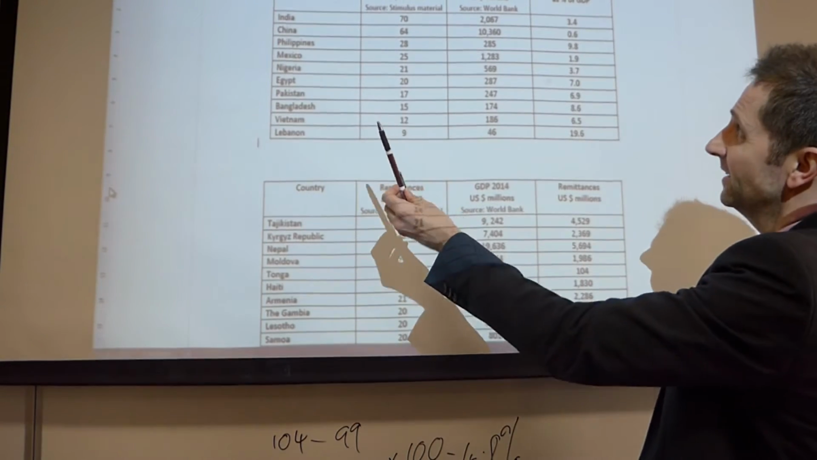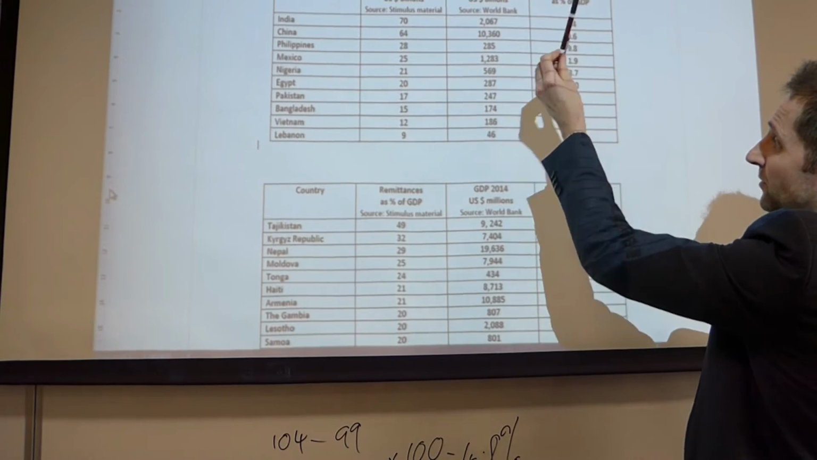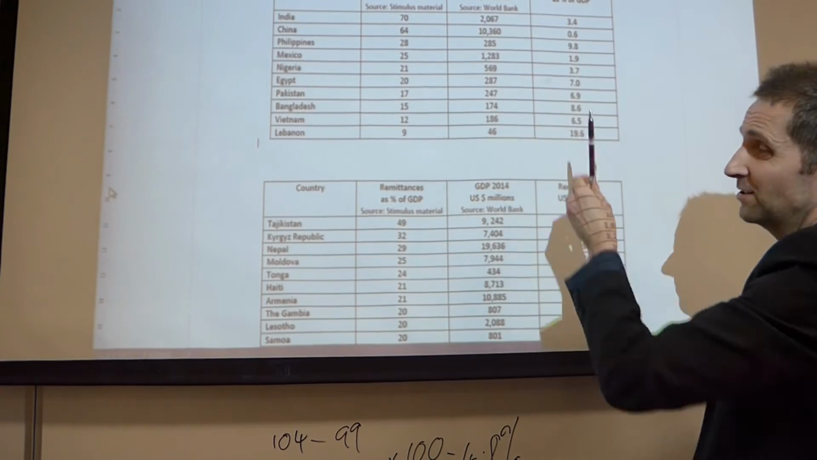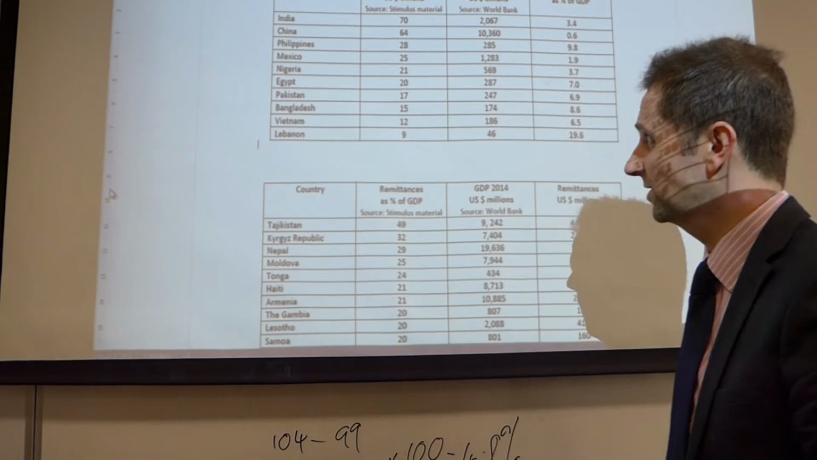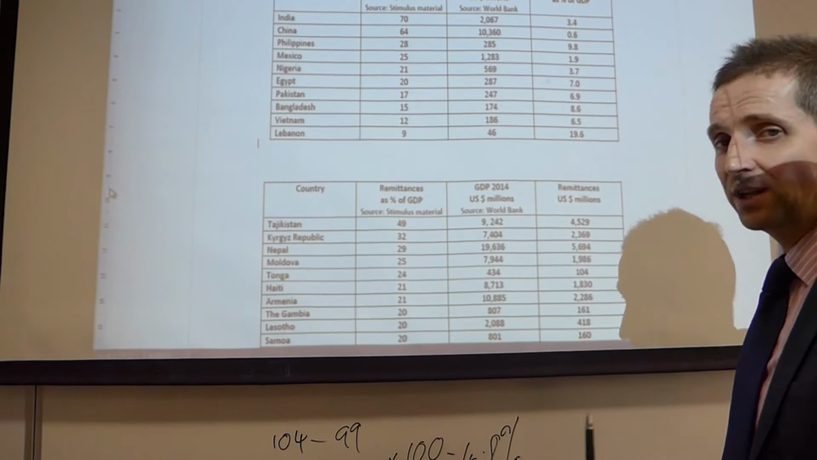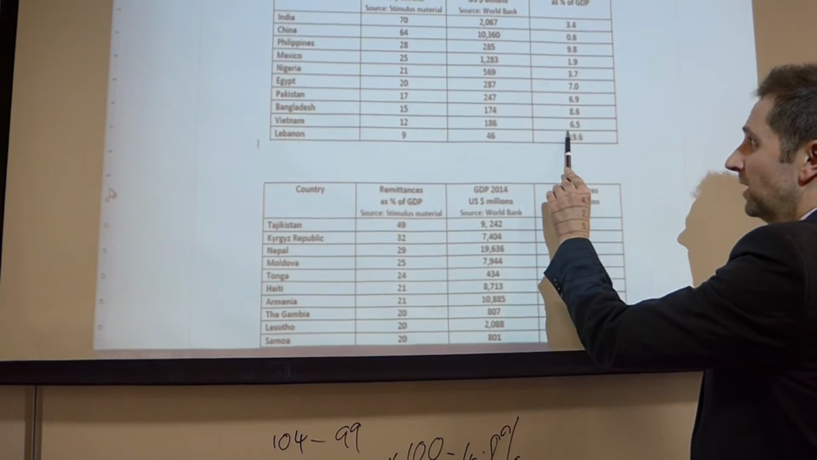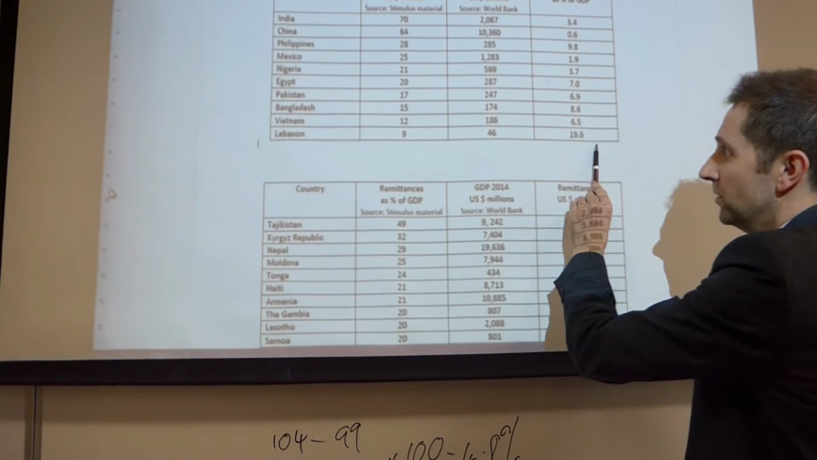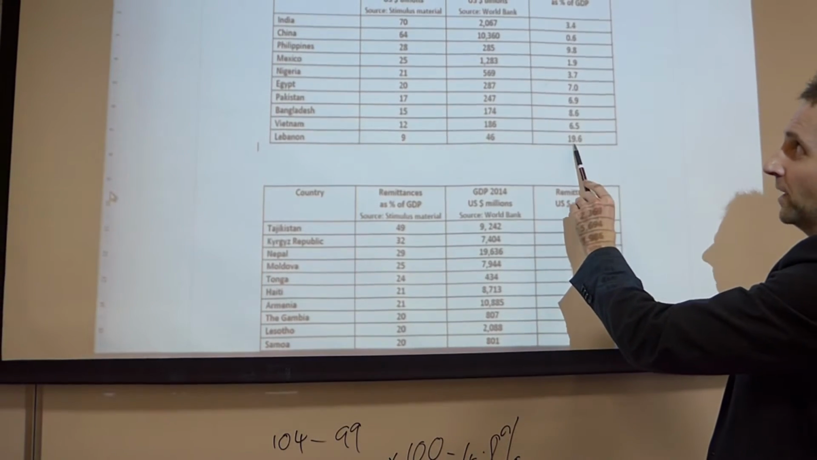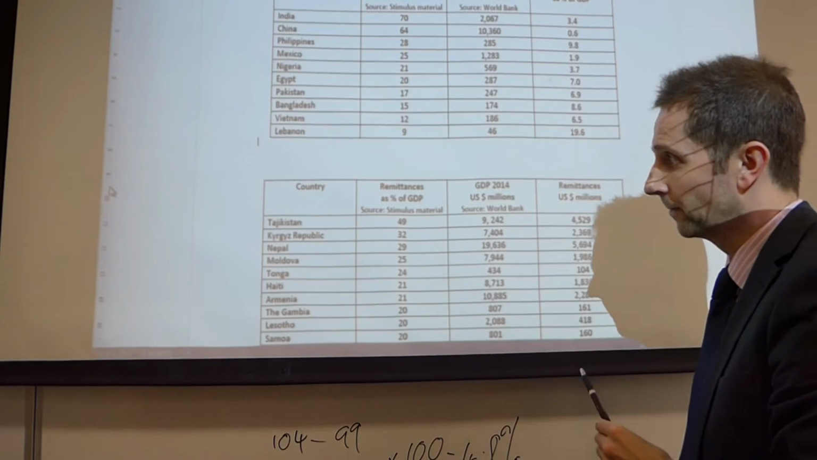Well, it's tiny. In India, it's only 3.4%. In China, it's not even 1%, it's 0.6%. And as I've said previously, the exception really in the left-hand chart is the Lebanon, where it's knocking on the door of 20% of its GDP.